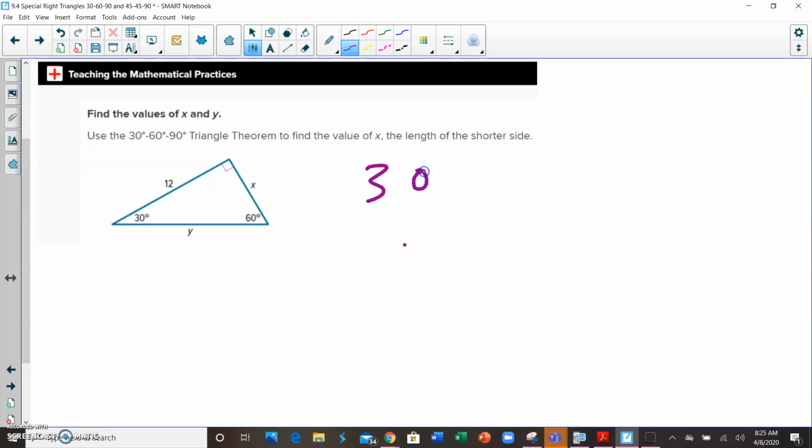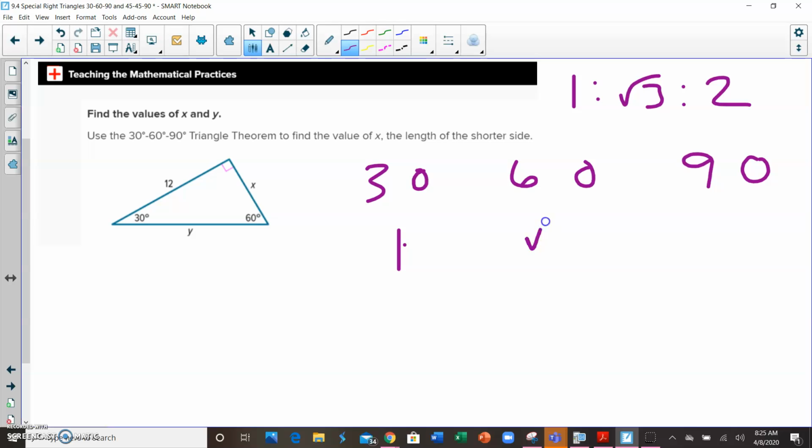So I have a 30, 60, 90. And what are the 3 numbers you have to remember for your next test? 1, square root of 3, and 2. So those are the 3 numbers you need to have. So underneath the 30, you put a 1. Underneath the 60, you put a square root of 3. Underneath the 90, you put a 2.